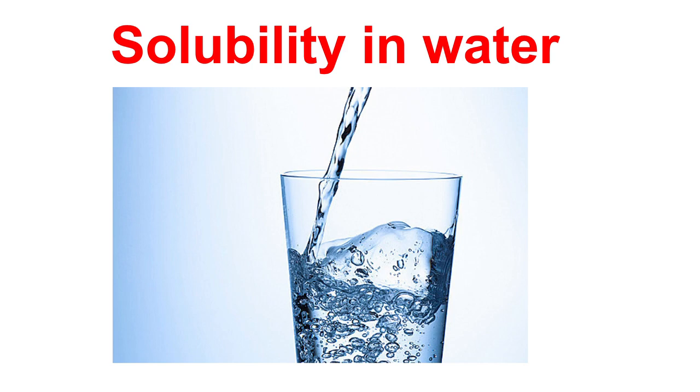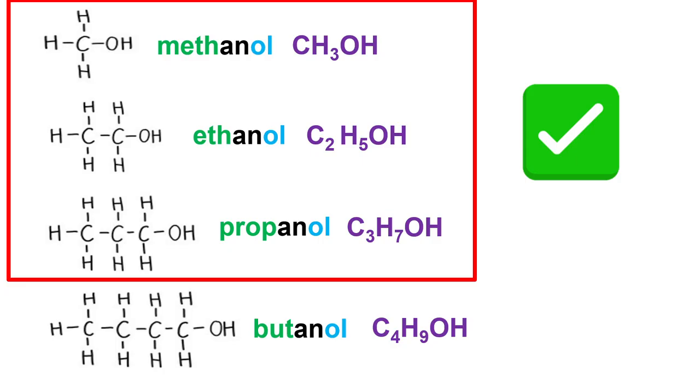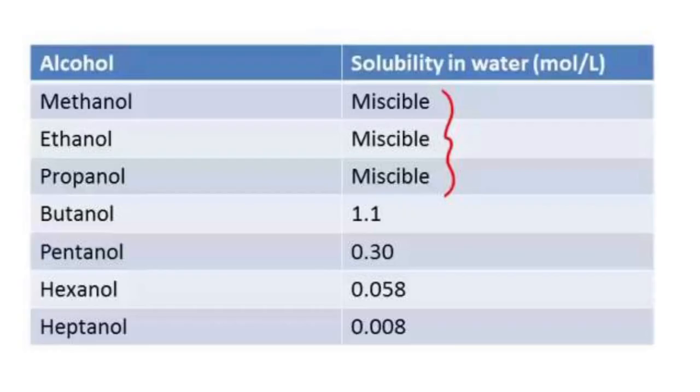Well, if they weren't soluble, you wouldn't have alcoholic drinks. So the first three are 100% soluble in water: methanol, ethanol, and propanol. But as the hydrocarbon chain gets longer and longer, they get less soluble. Butanol is only partially soluble in water. And as you can see, they get dramatically less. From there, heptanol at 7 carbon atoms is barely soluble at all.